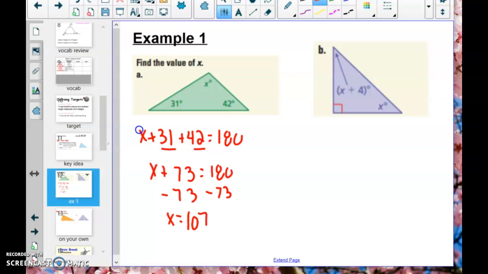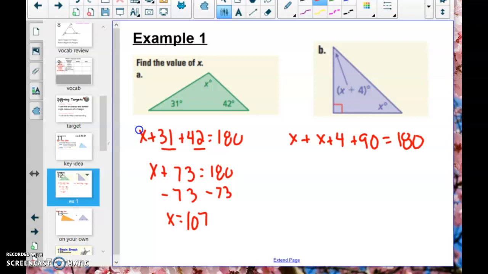Example 2 is a little bit trickier. We have to find the value of x. Well, I know that those three angles added together have to equal 180. So I'm going to write those three angles down. We have x plus 4 plus 90, and that has to sum to 180 degrees.